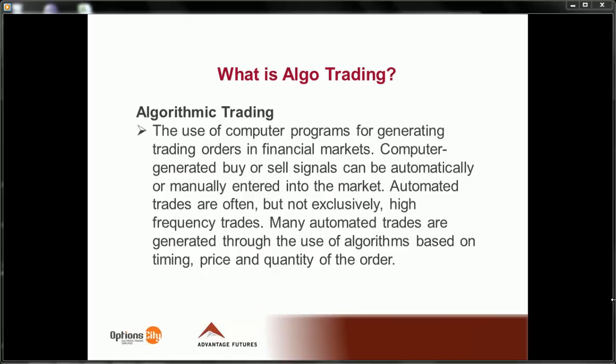What is algo trading? This is a basic definition we've gotten off of Google in the past. It says that it's the use of computer programs for generating trading orders in financial markets. Computer-generated buy or sell signals can be automatically or manually entered into the market. Automated trades are often, but not exclusively, high-frequency trades. Many automated trades are generated through the use of algorithms based on timing, price, and quantity of the order. So that's the definition that you can probably find on the internet.